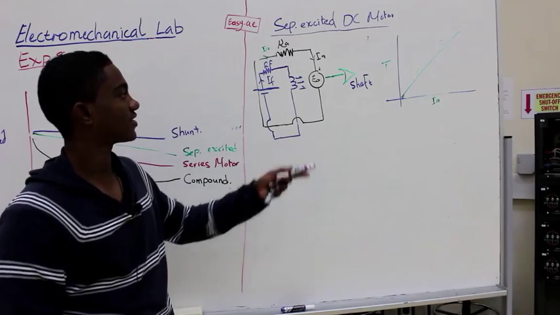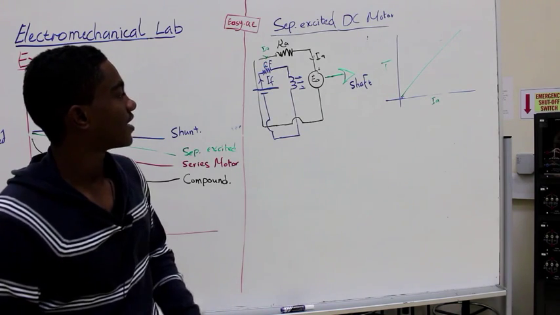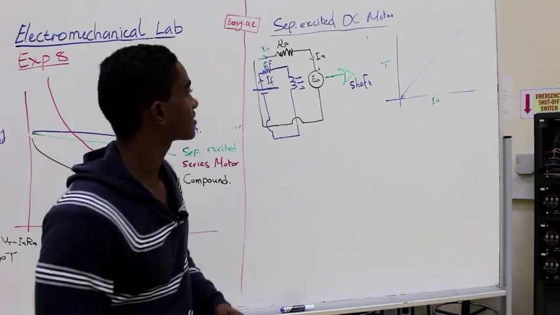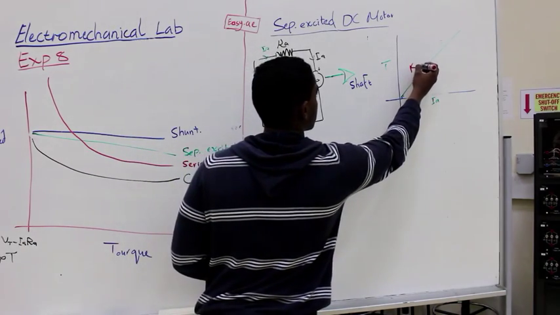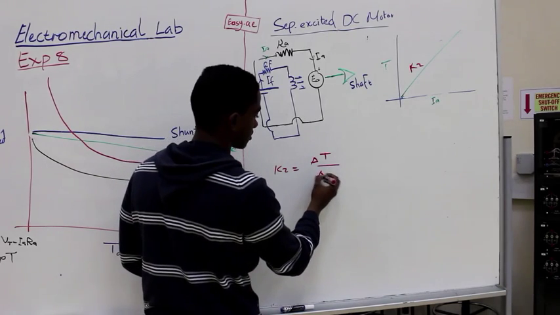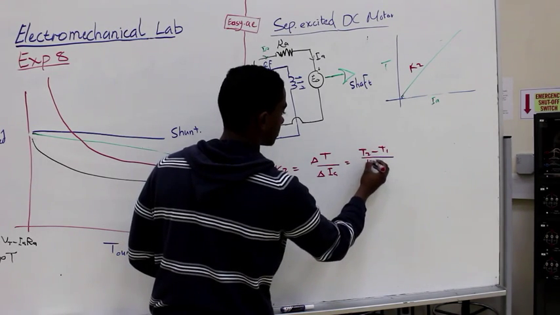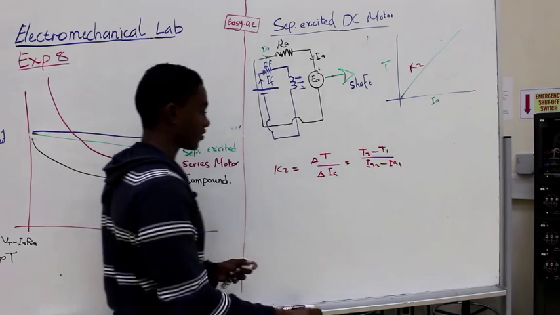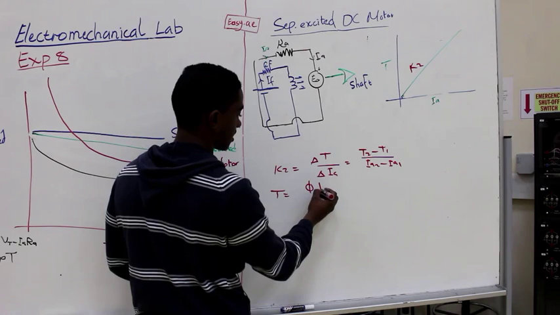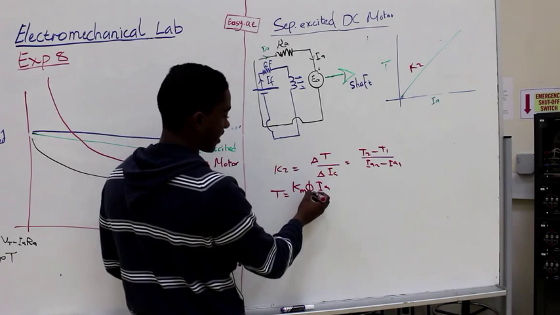Now we're going to talk about the torque versus armature current characteristics in the separately excited DC motor. Now, as you can see here, the torque has a linear relationship with IA, the armature current, as we said before. So this curve has a slope K2. And K2, by nature, is equal to delta T over delta IA. So choose any 2 points, T2 minus T1 over IA2 minus IA1. And we know that T is equal to phi times IA multiplied by a constant, let's call it Km. Okay, so phi depends on IF.